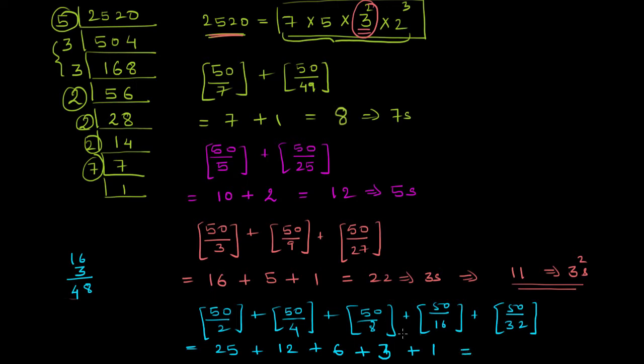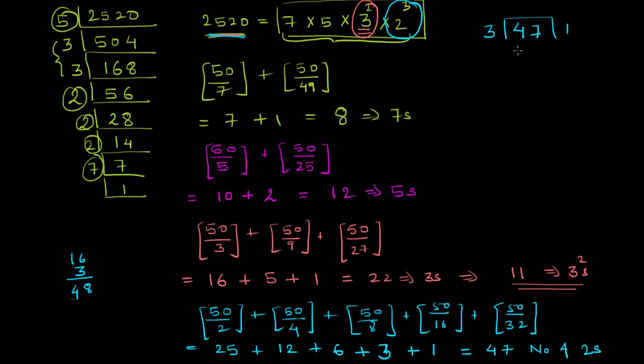So let us count the number of 2's that I'll get here. So 3 plus 1 is 4, 6 plus 4 is 10, 12 plus 10 is 22, and 22 plus 25 is 47. So I'll have 47 number of 2's available here. But what I need to form 2520 is 3 number of such 2's. Now the number of 2's is 47. So how many 3 number of 2's can I form here? So let me divide 47 by 3.